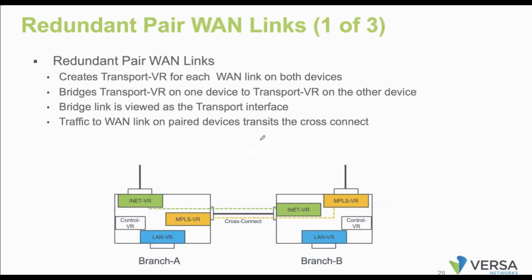Coming to the extension of the WAN circuits, look at branch A and branch B. What is going to happen on branch A and then branch B? At branch A, the actual transport VR is internet VR. At branch B, the actual transport VR is MPLS VR. Now we have mentioned that there is a cross connect between these two appliances. The moment we mention a cross connect, the WAN extensions are going to happen.